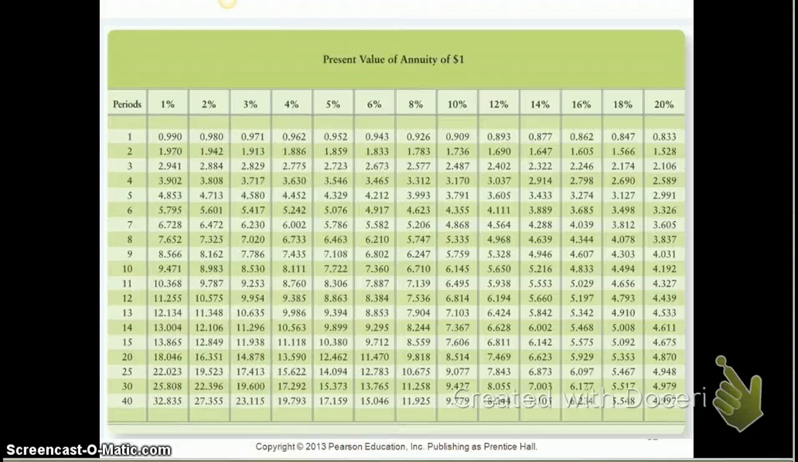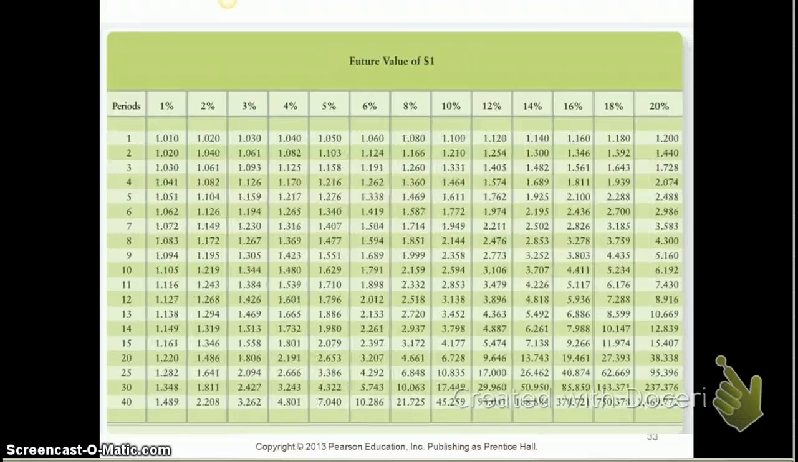This would be the table if you wanted to calculate a present value of an annuity. Remember, an annuity is an equal payment or a cash inflow over a certain period of time. The third table is the future value of $1. This is the table you would use if you wanted to calculate a future value of a single lump sum.